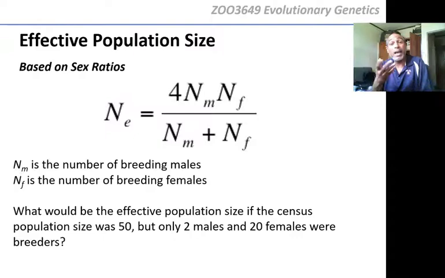Let's just say we had a population size of 50, right? But we know in that population size of 50, only 20 are mature cows that can breed, right? Only 20 of the 50. Because remember, some of them are going to be youngsters. They're not ready to breed yet.